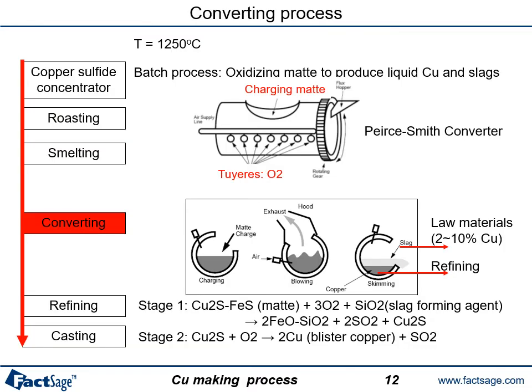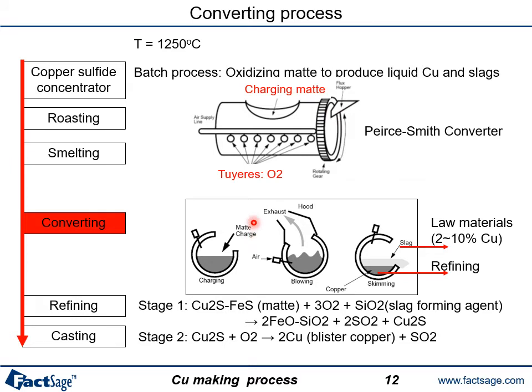Okay, so the next stage is the converting process. So in the converting process, what we want to do is convert sulfide matte to the blister copper, liquid copper. Okay, that's why we call it the converting process. Okay, so this process is typically carried out in a so-called Pierce-Smith converter. It looks like this. So we have a big mouth at the top here, and we have oxygen tuyeres on the side, and this is a rotating furnace.